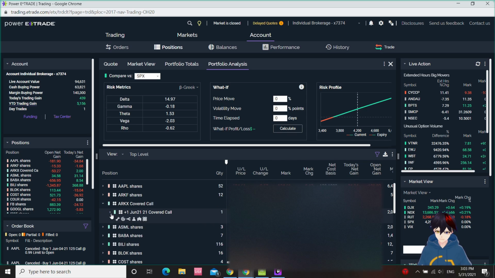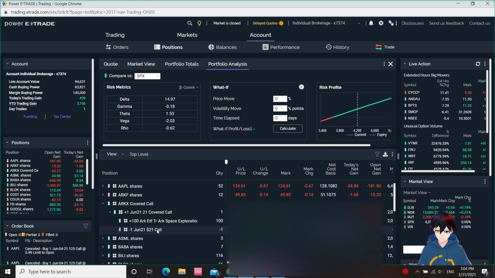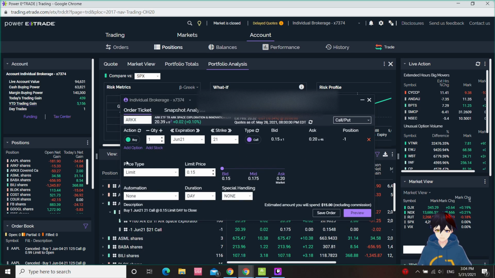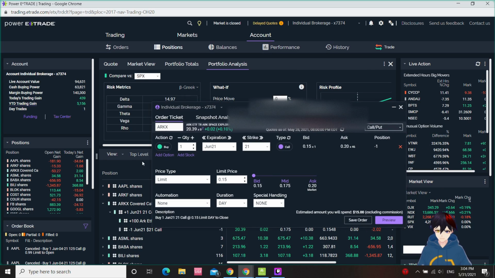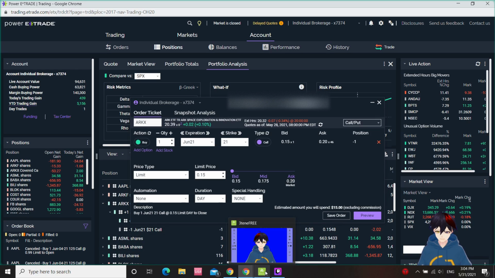And the way to close the option, for example, I have a covered call here, and I just do a close, because a covered call is selling a call. So I want to buy this call back and close it. And that's it. That's how I trade options, puts and calls, namely.